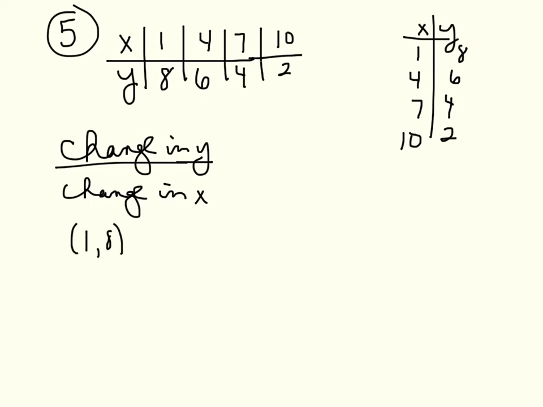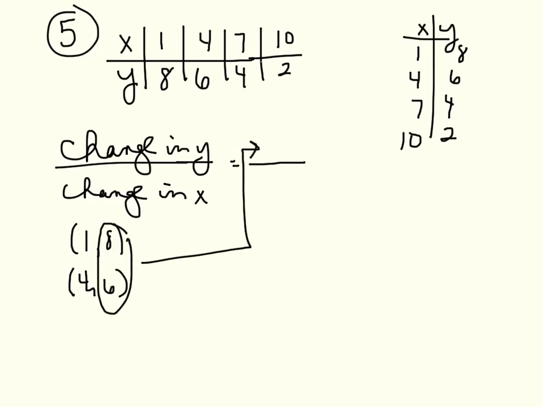(1, 8) and (4, 6). All I'm going to do, this is it. Literally, this is all you have to do. Change in y. Subtract your y values. They go here. 8 minus 6. Subtract your x values. They go here. 1 minus 4. Now notice something. I started with the 8 on top. Therefore, on bottom, you have to start with the same ordered pair.